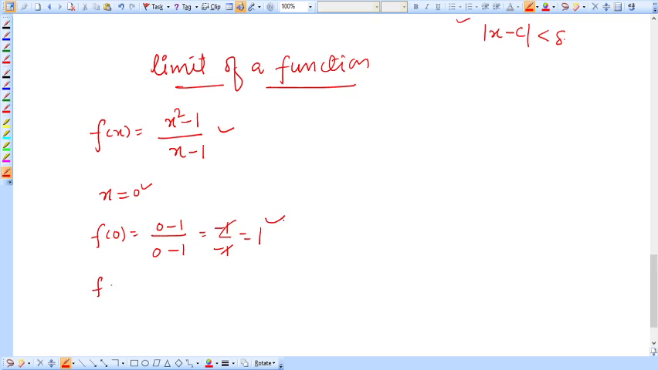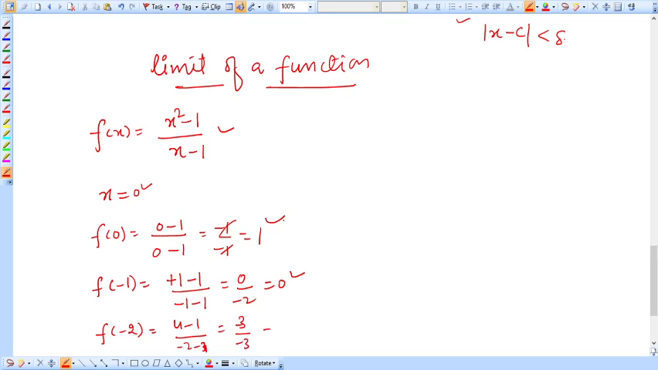Similarly, if we want to find the value of f of x at x equal to minus 1, it is also pretty simple, right? Minus 1 square is 1, plus 1 minus 1, divided by minus 1 minus 1. So it is 0 by minus 2, which is equal to 0. Now if we want the value of f of x at minus 2, it is also pretty simple: 4 minus 1 divided by minus 2 minus 1, so it is 3 by minus 3, which is equal to minus 1.